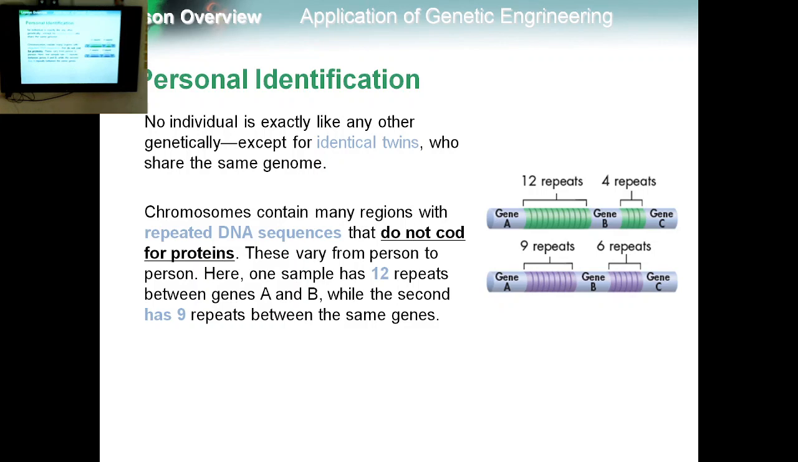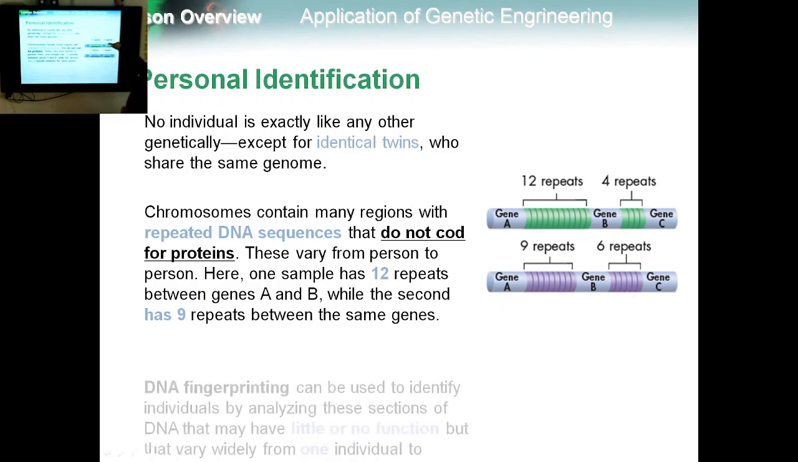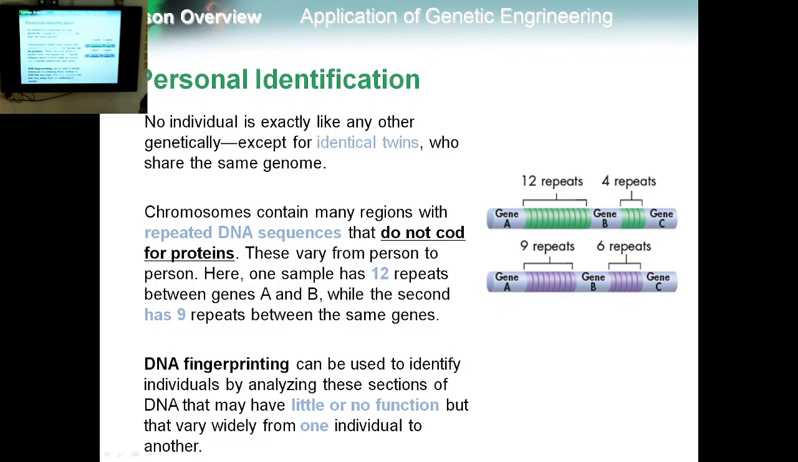Chromosomes contain many regions with repeated DNA sequences that do not code for a protein. So you have to know that repeated sequences are not coded for proteins. These vary from person to person. In the first sample, as you can see here, 12 and here 9. In the other sequence, 4 repeats and 6 repeats in the other part.